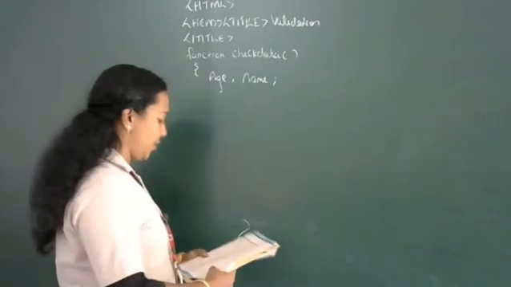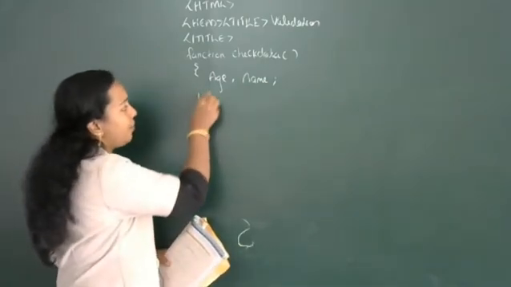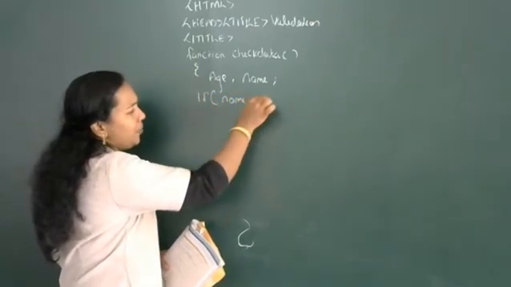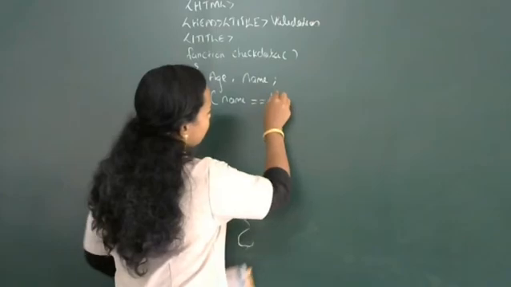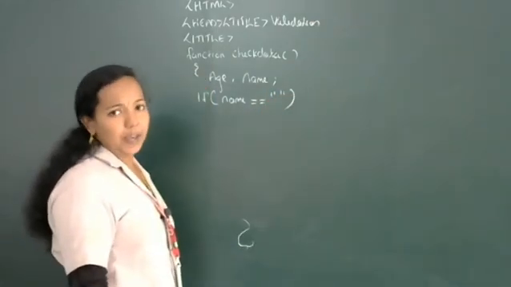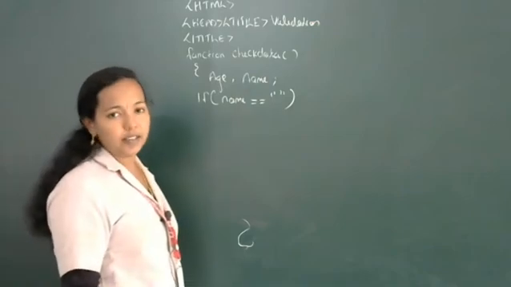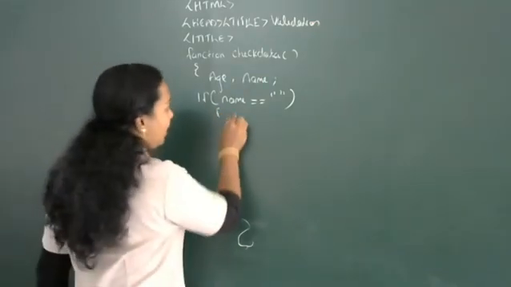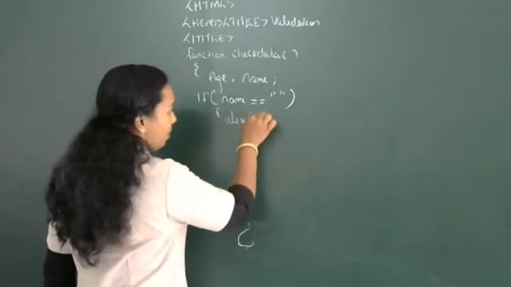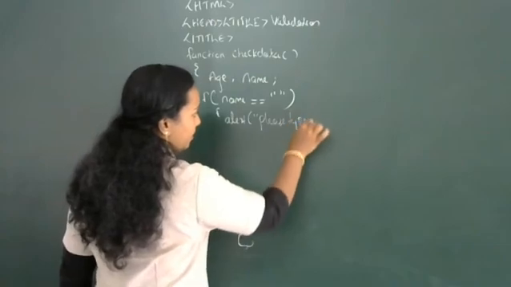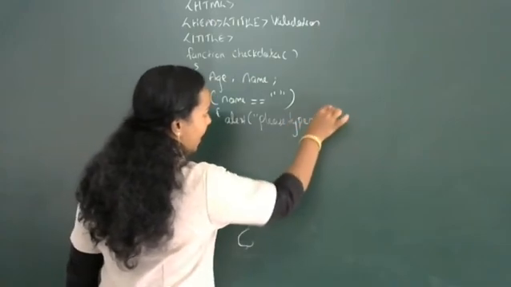So that is the first validation statement. If name equal to blank space, that means no value present inside the column, then what do you want to give? Alert, please type name, or please enter your name.